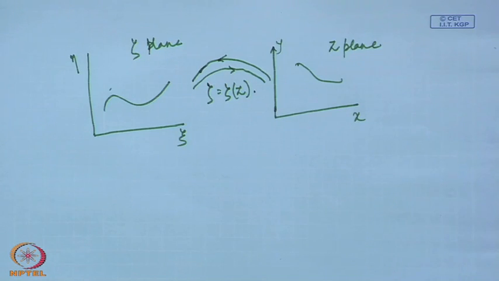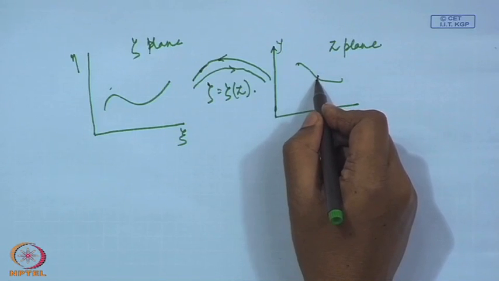And let us consider a one to one correspondence, that is for each point in the z plane we get one point in the zeta plane for the time being. Now, let us see what will happen.